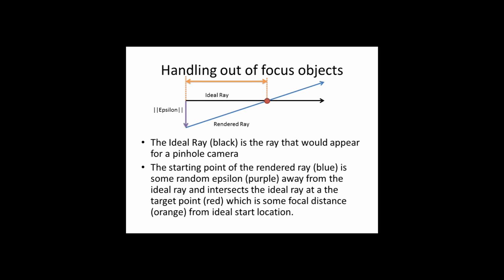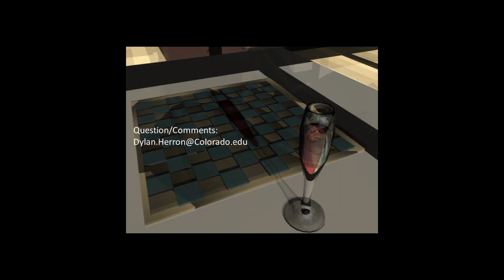Even though it wasn't entirely successful, I thought it might be worthwhile to mention how I did this, or tried to do it at least. The ideal ray, that is the ray that comes from a pinhole camera, is shown in black. The estimated ray here is shown in blue and intersects the ideal ray at a distance away, at a focal distance away from the camera, with some epsilon separating out the ideal ray and the rendered ray.